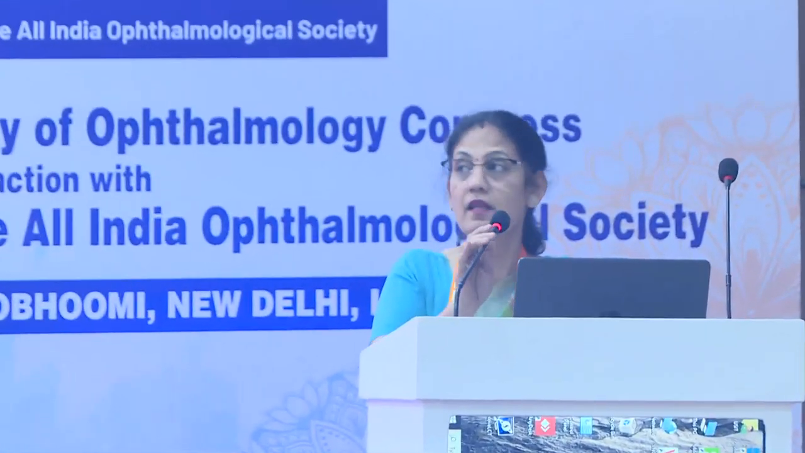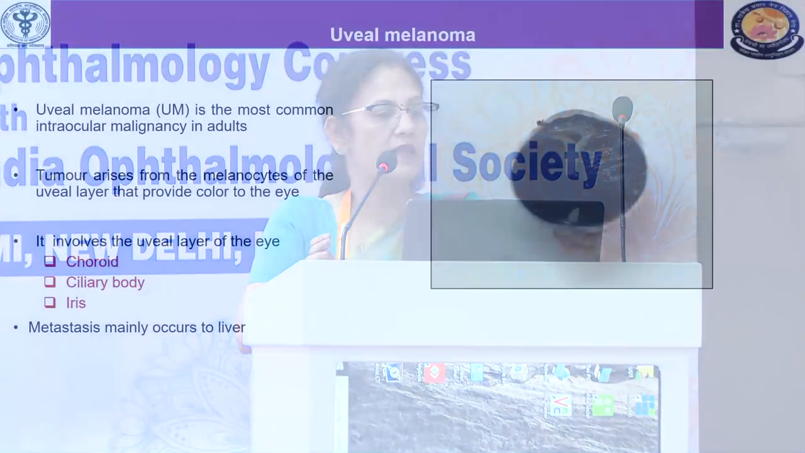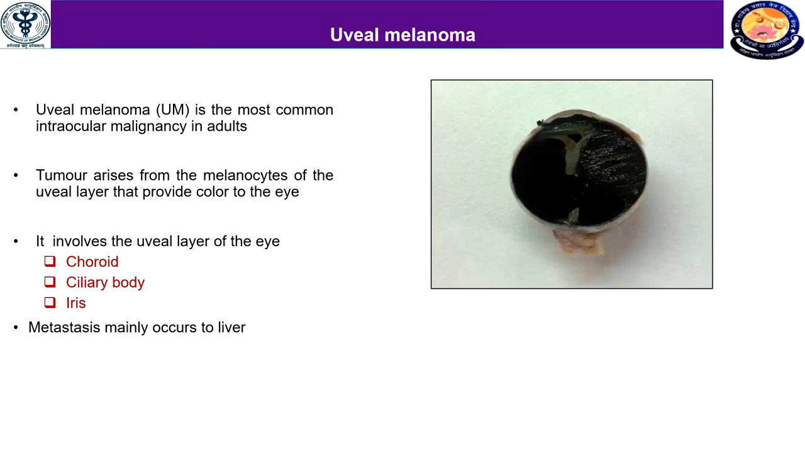Good morning. Today I shall be talking about dysregulation of melanogenesis pathway in uveal melanoma. Uveal melanoma is the most common intraocular malignancy in adults. It arises commonly from the choroid and then few from ciliary body and iris. Metastasizes mainly to the liver, and this is the cut section of eyeball showing a choroidal melanoma.